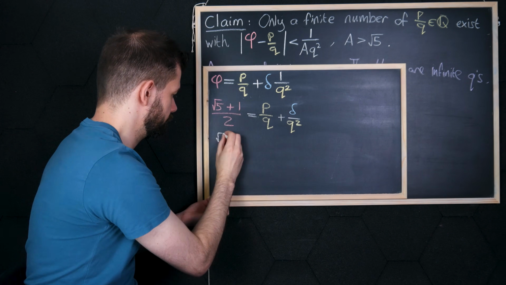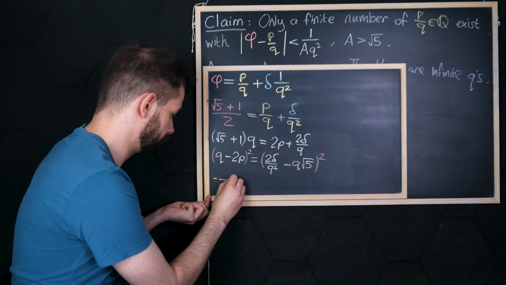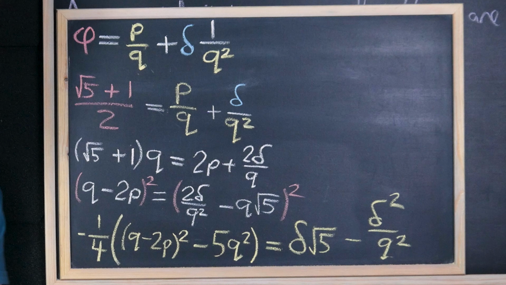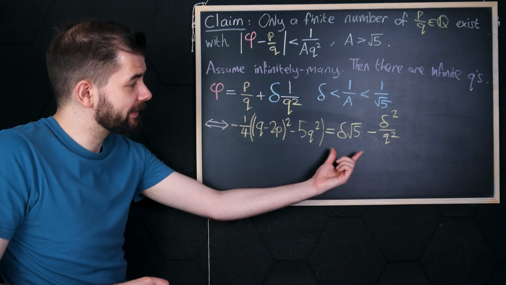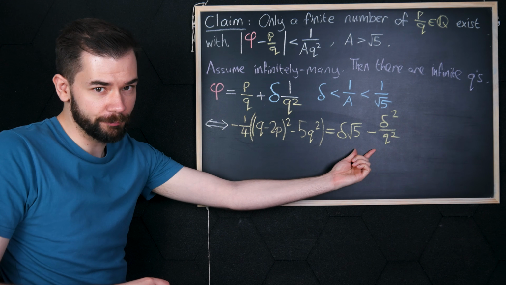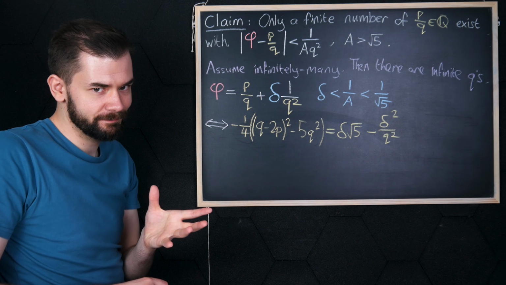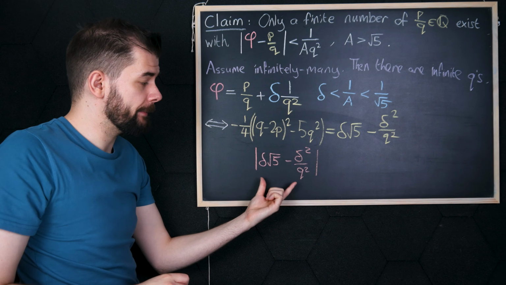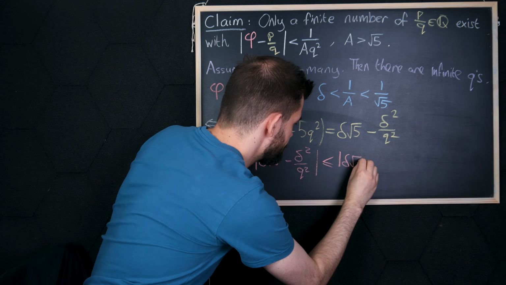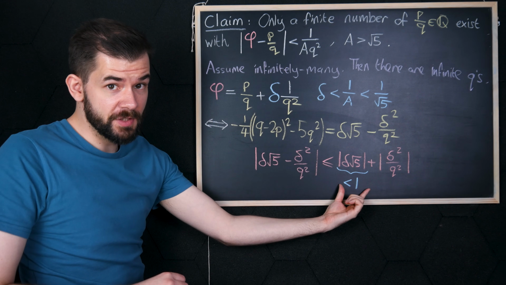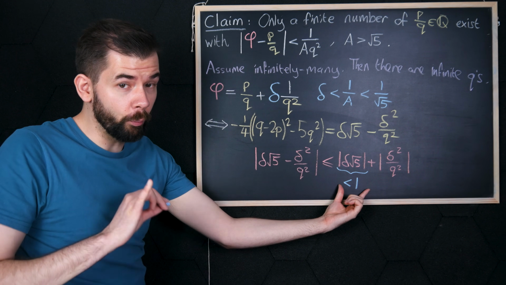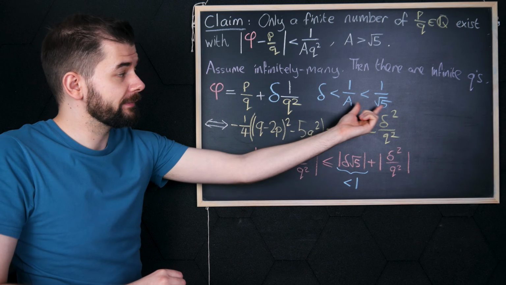And now a long bit of algebra, just rearranging things to get something that we can use. Feel free to pause and go through each step in more detail, but the punchline is this equality here. And consider this right-hand expression. How big is it? Well, when we consider its size, it must be less than or equal to this by the triangle inequality. This first term here is strictly less than 1 because of our assumption about delta and A up here.